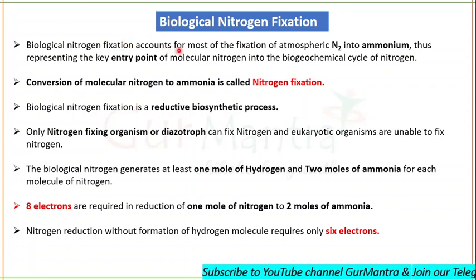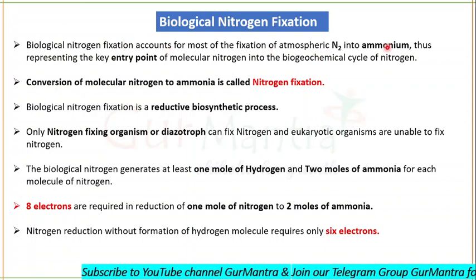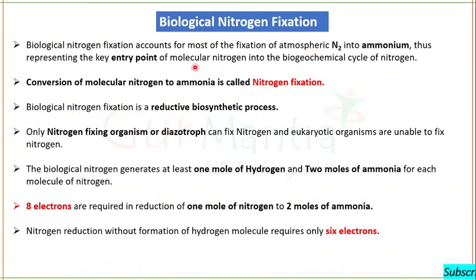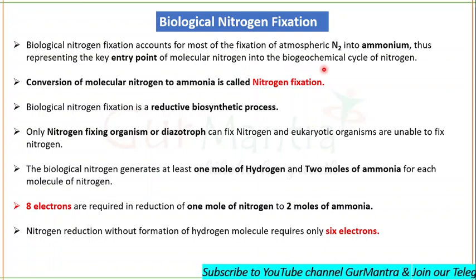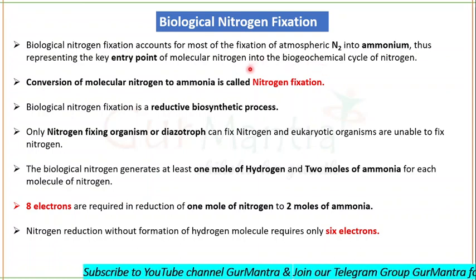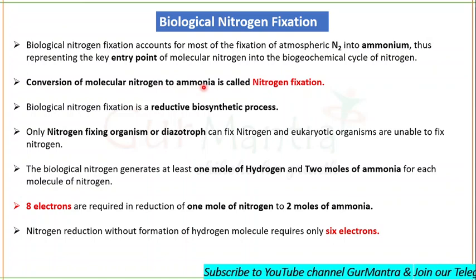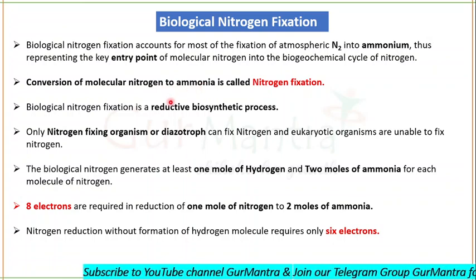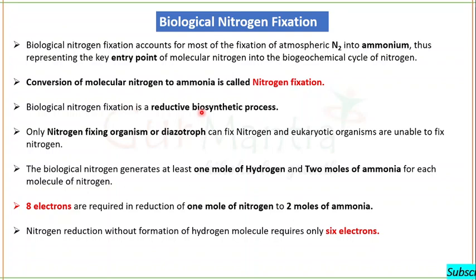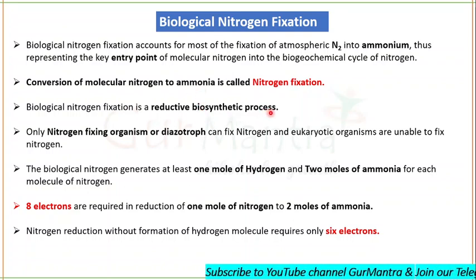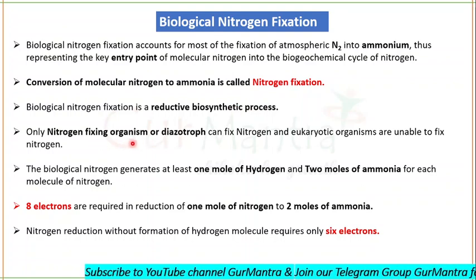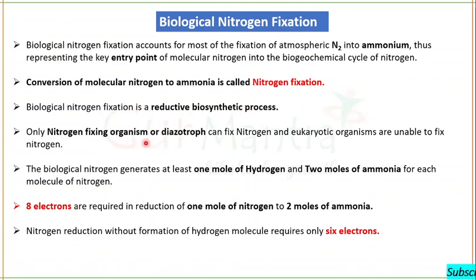So biological nitrogen fixation accounts for most of the fixation of atmospheric nitrogen into ammonia. This is the entry point of molecular nitrogen into the biogeochemical cycles of nitrogen. What exactly is nitrogen fixation? It is the conversion of molecular nitrogen into ammonia, and it is a reductive biosynthetic process. Remember, biological nitrogen fixation is a reductive biosynthetic process, and it can be performed by nitrogen fixing bacteria or diazotrophs.